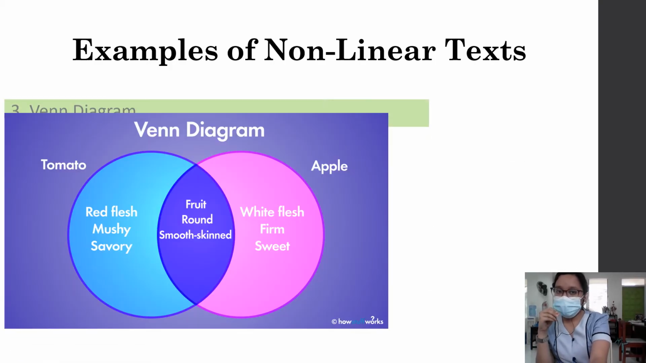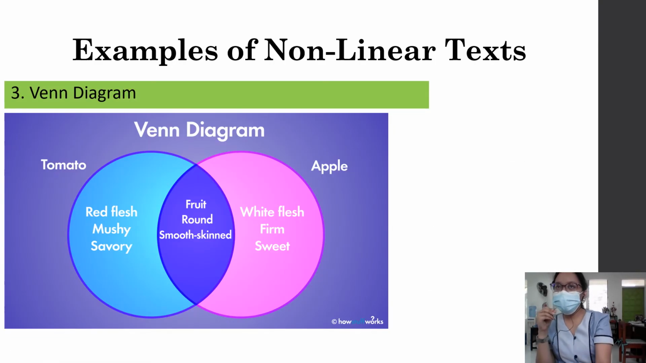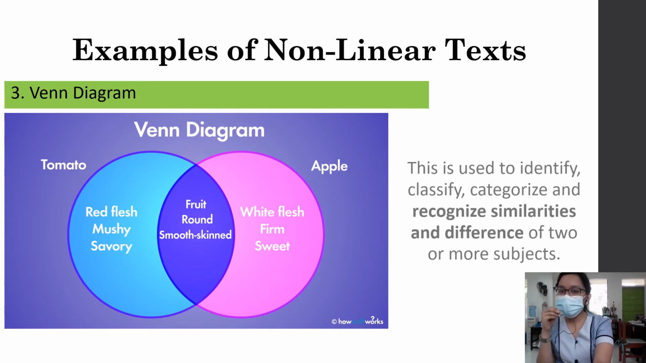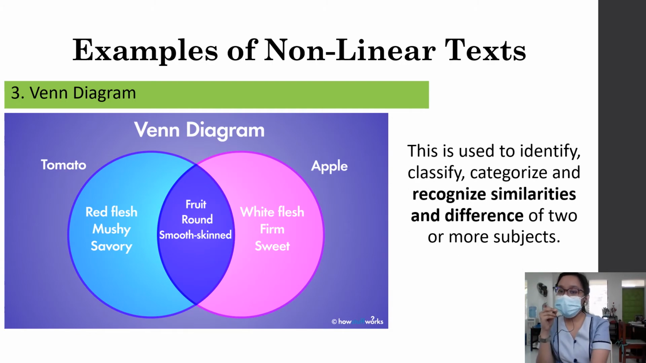Third example, this is also one of the most used diagrams. This is called a Venn diagram. So what is a Venn diagram? A Venn diagram is used to identify, classify, and categorize, and the most important keyword here is to recognize the similarities and differences of two or more subjects.